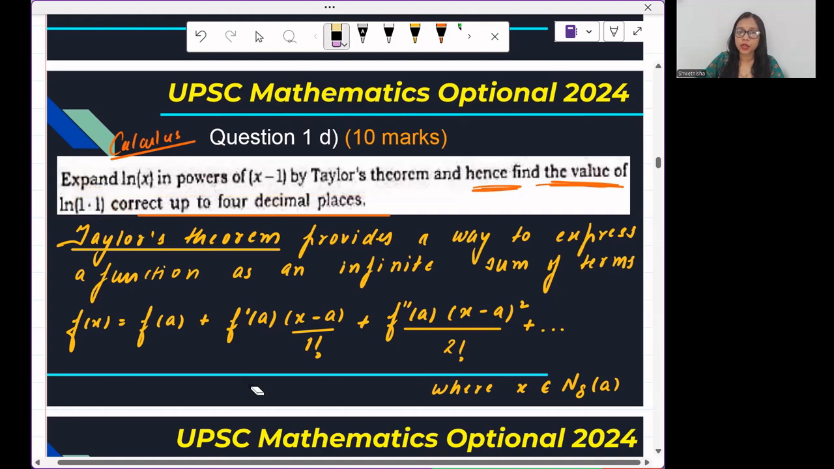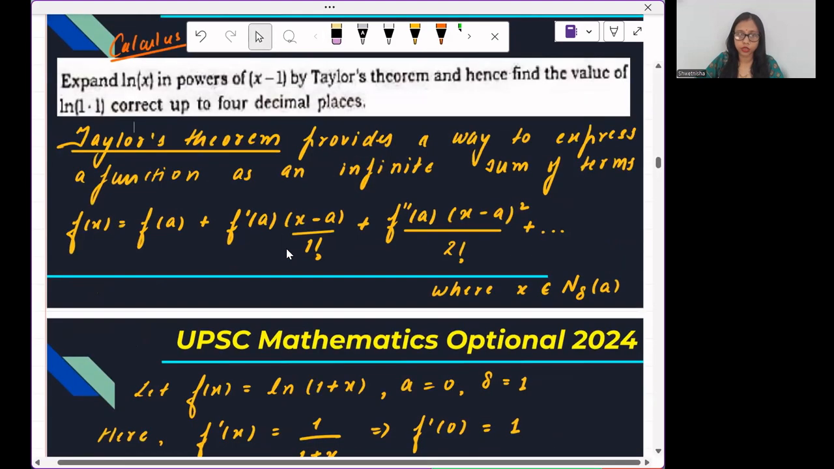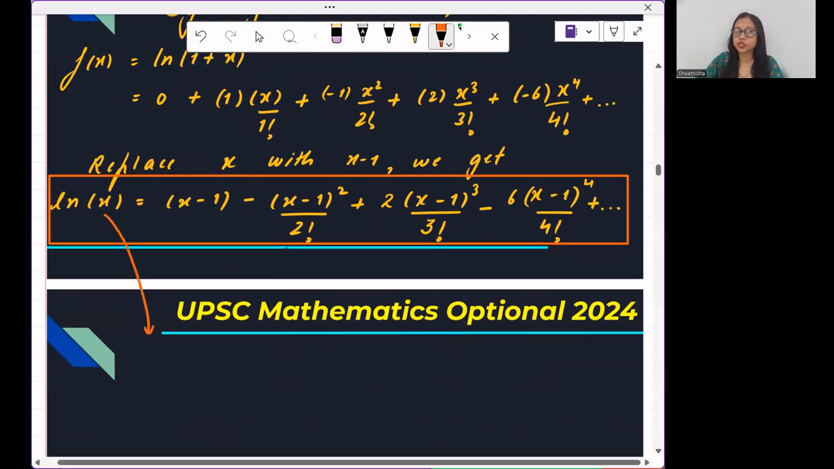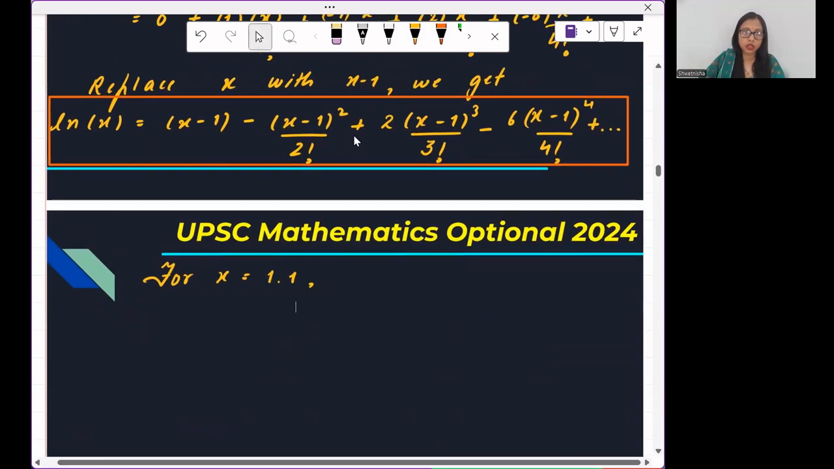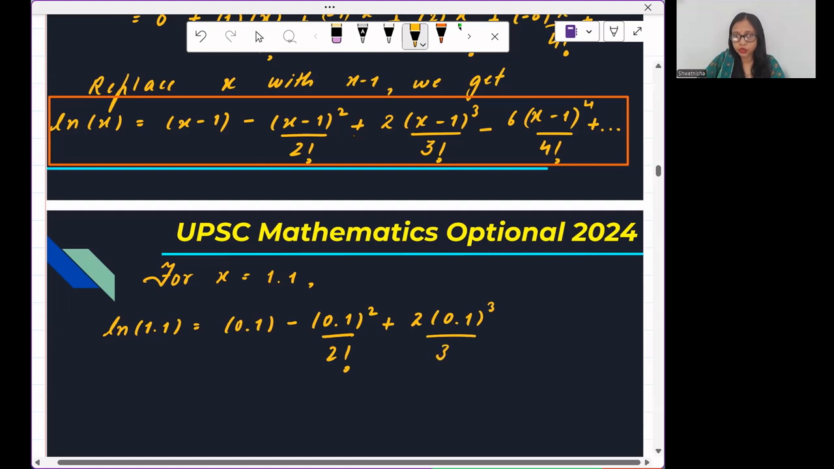Okay. For log 1.1, what do I have to substitute? Because here I have x. So I'll just substitute x as 1.1. For x equal to 1.1, log of 1.1 is equal to 1.1 minus 1, 0.1. So it's 0.1 minus 0.1 square divided by 2 factorial plus 2 times 0.1 cube by 3 factorial.